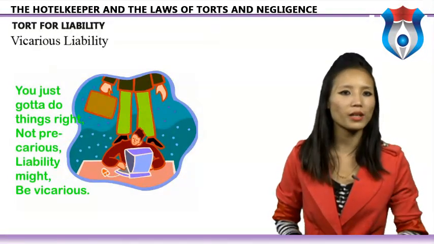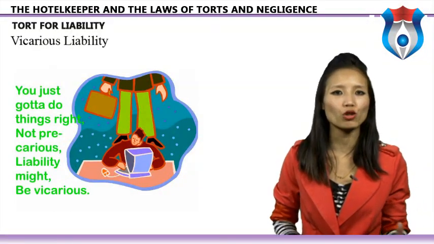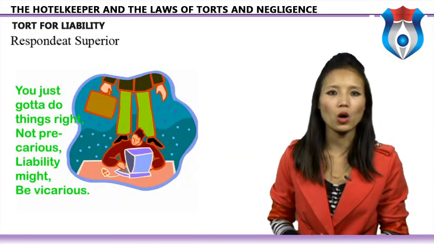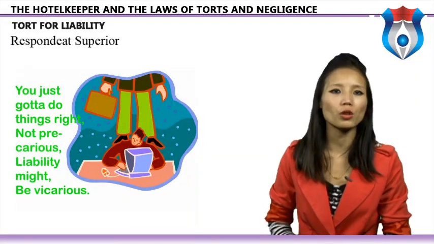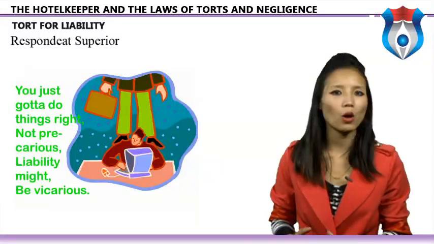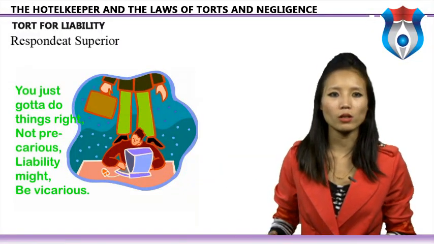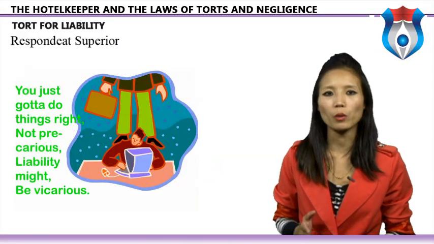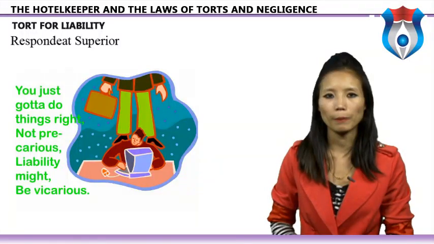Vicarious liability. This is where a superior is held liable for the actions of their subordinate. Respondeat superior. Under the doctrine of respondeat superior, an employer is liable for an employee's torts, including intentional torts, if the employee was acting within the scope of employment.